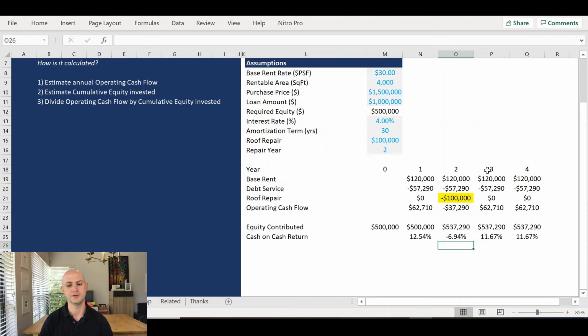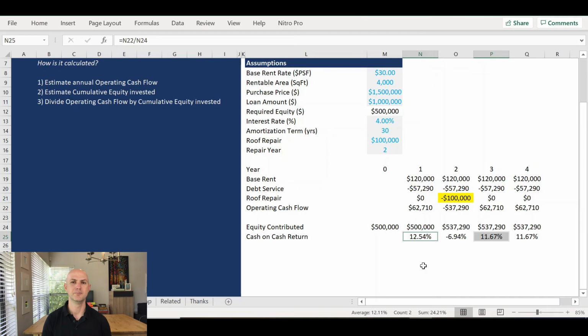And then look what happens in year 3. Things return to normal, 120,000 in income, 57,300 in debt service, same $62,710 that we earned in year 1. These two amounts are the same. But look at what happens to cash on cash. It went down. Why? Because over the span of these 3 years, we had to contribute an additional $37,000. And so our return is lower. Although it's the same $62,000 worth of cash flow collected, it's relative to a larger amount of cumulative equity contributed.